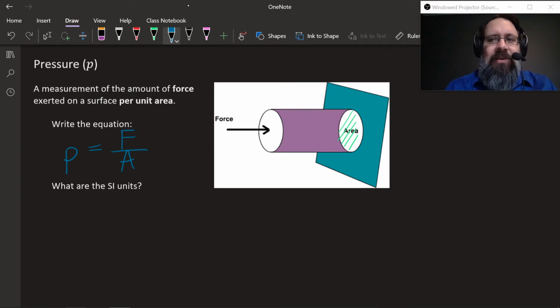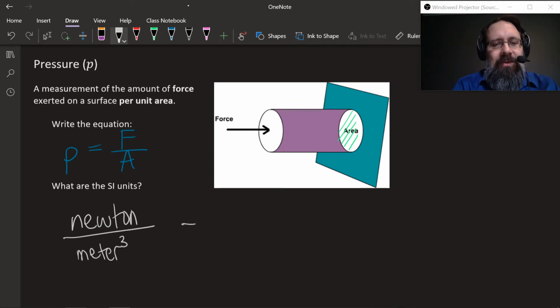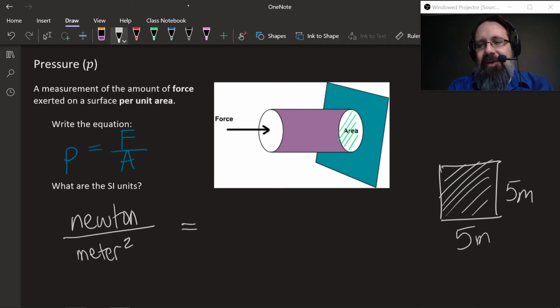So, what are the SI units of pressure? The SI units of pressure are newtons divided by cubic meter. And this unit, a newton per, I don't know why I put cubed. I got volume on my mind. Square meters is area, right? So you've got length times width. So if we've got 5 meters down here and 5 meters over here, the area would be 5 meters times 5 meters. So it would be 25 meters squared.